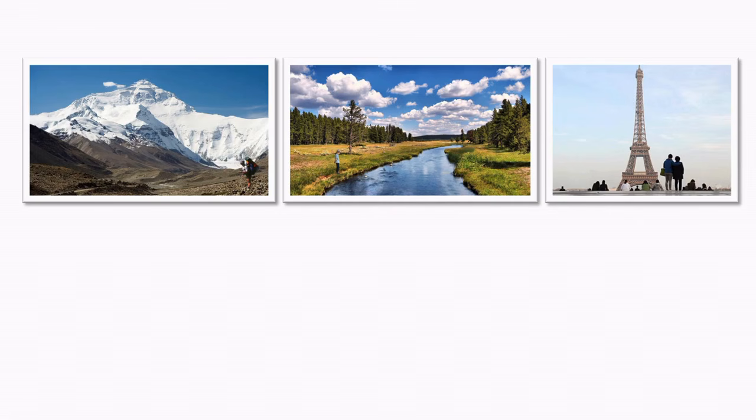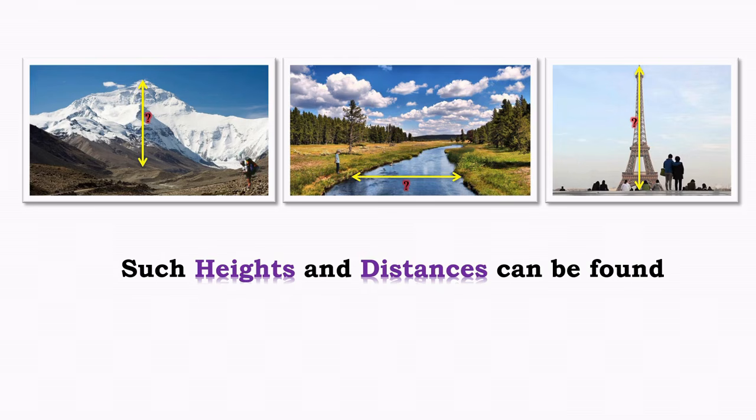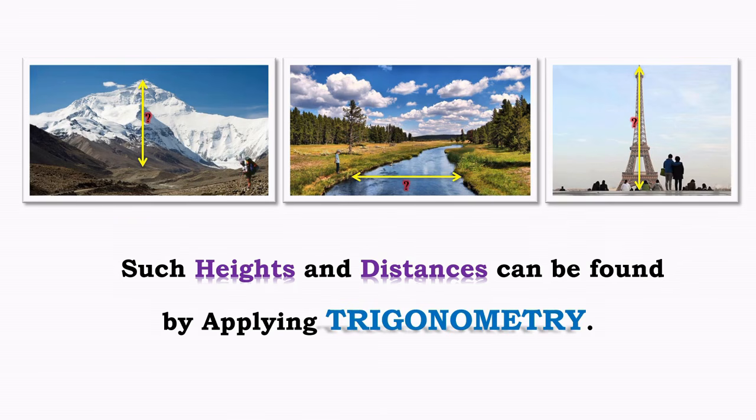So, what did we observe from all these examples? Whether we want to find the height of a mountain, the width of a river, or the height of a tower, directly measuring these quantities can be difficult or even impossible. But there is a much smarter way. We can use the measurements that are easier to obtain, such as distances and angles, and then apply the concepts of trigonometry to calculate the required height or distance. So, remember this important idea. Heights and distances that are difficult to measure directly can be found by applying trigonometry. And that is the main idea behind some applications of trigonometry.